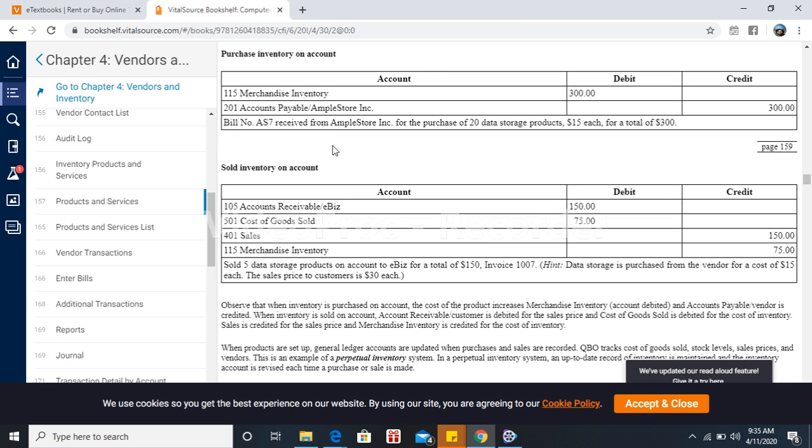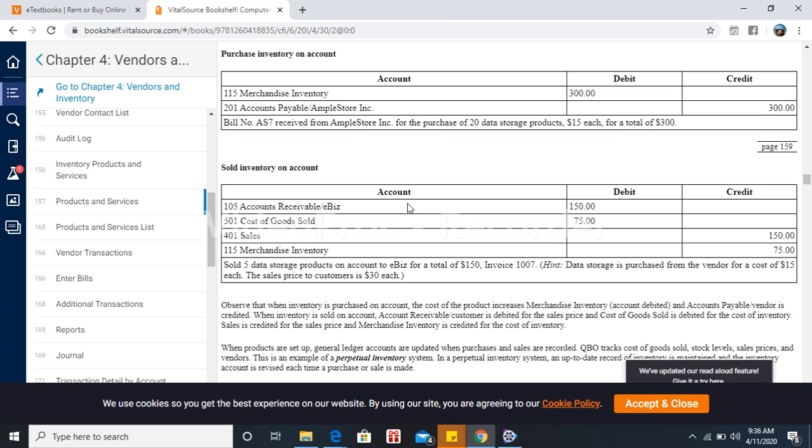So this better explains that question when it asked why would merchandise inventory and accounts payable have different balances. This could be a potential reason. We owe Ample Store $300, but before we paid them, we sold $75 worth of inventory. This is going to change the inventory account balance. Since we sold $75 worth, that means we only have $225 worth of inventory left. However, since we have not made a payment to Ample Store, we still owe them the full $300.